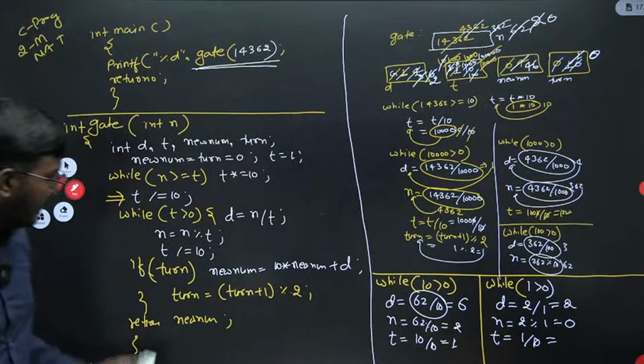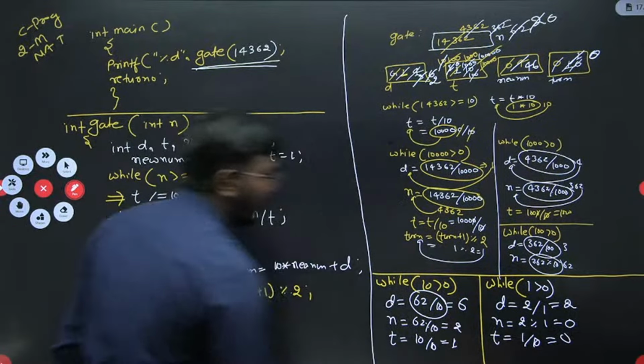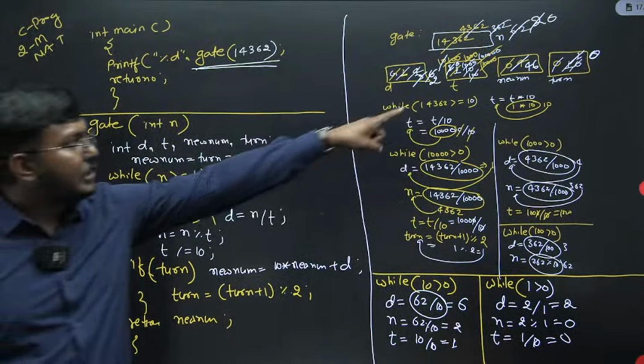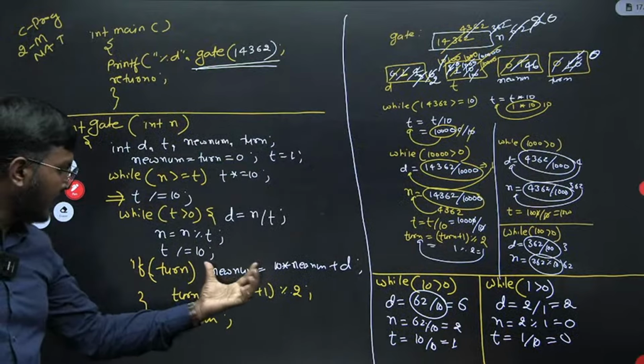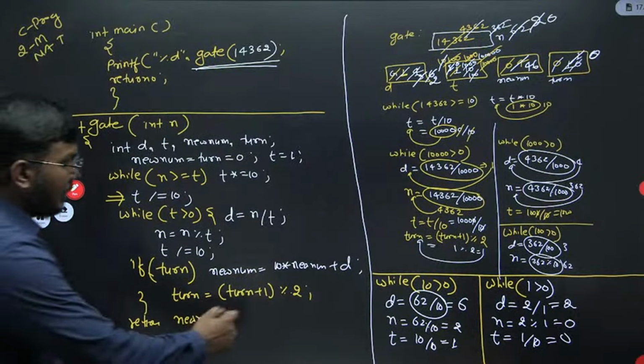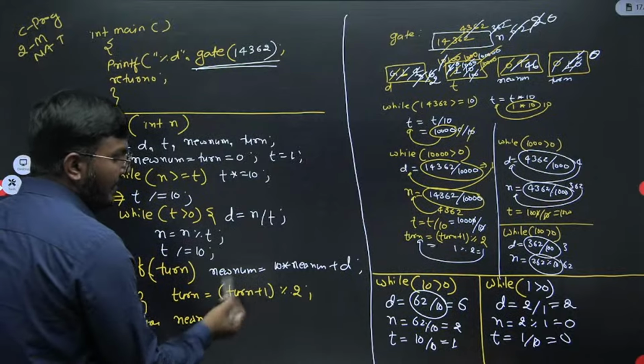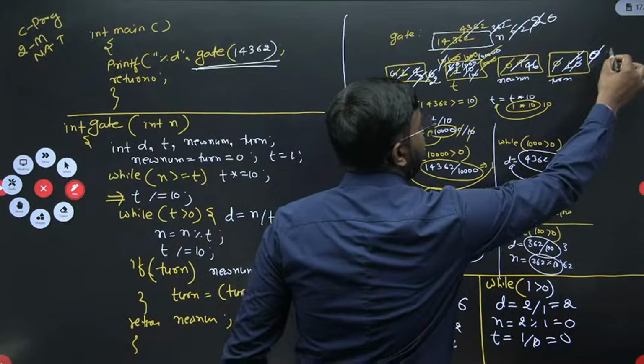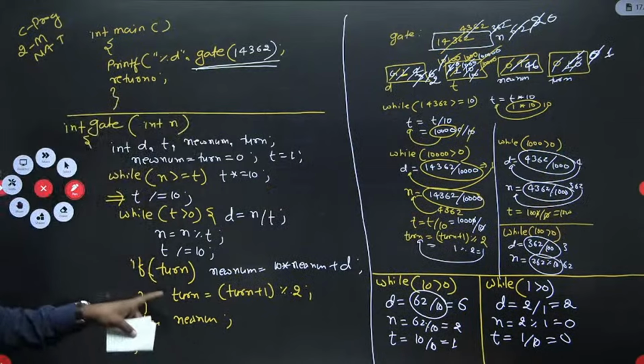Now again check the if condition. If turn: what is turn? Turn is 0. If the turn is 0, don't update the new num. Again go and perform the turn update. So turn is equal to (turn plus 1) modulo 2. So again this becomes 1. Turn becomes 1.